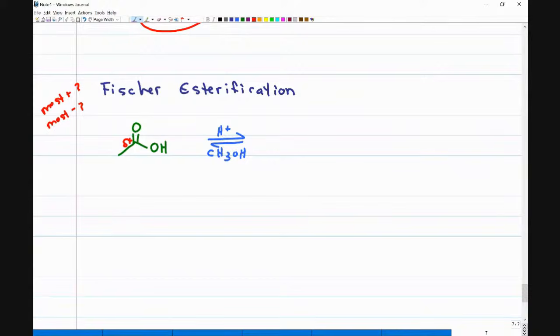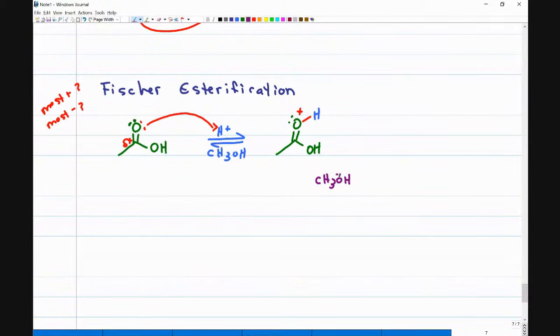What is the most negative? The carbonyl's oxygen. What is the most positive? The acid catalyst. So that gives me an activated carbonyl. I hope you're noticing a pattern. When we have an acidic solution, well, even without an acidic solution, we typically start by activating the carbonyl with the acid catalyst, and that gives me a carbonyl with a positive charge. What is the most negative? My CH3O- in solution.